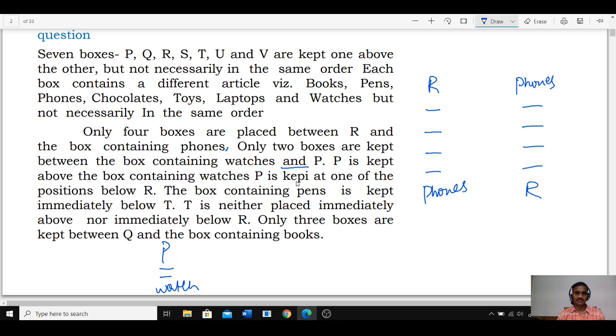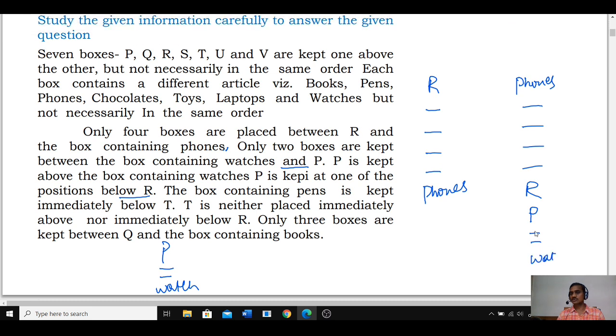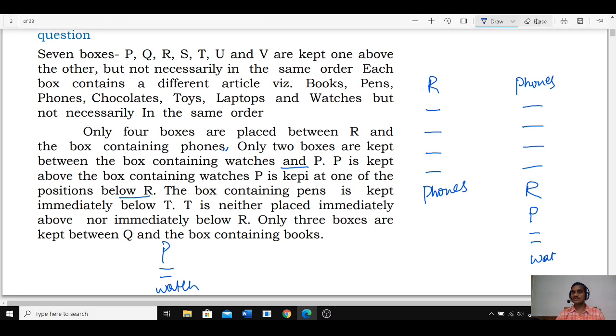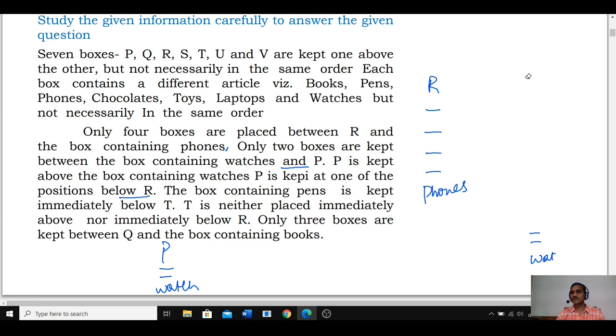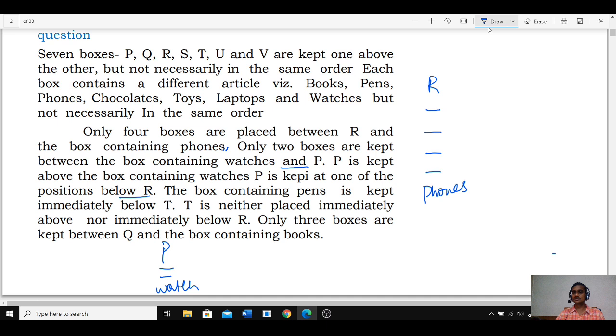And P is kept at one of the positions below R. One of the positions below R means, suppose we take R here, and if we take P here, that is the minimum position. Then 1, 2, watches should be here. Altogether that is 10 boxes, which is not possible, and this case is completely ruled out. Hence R must be before the phones.